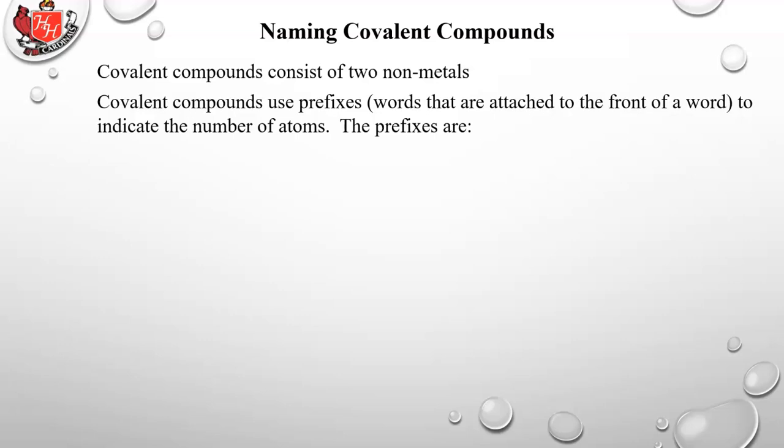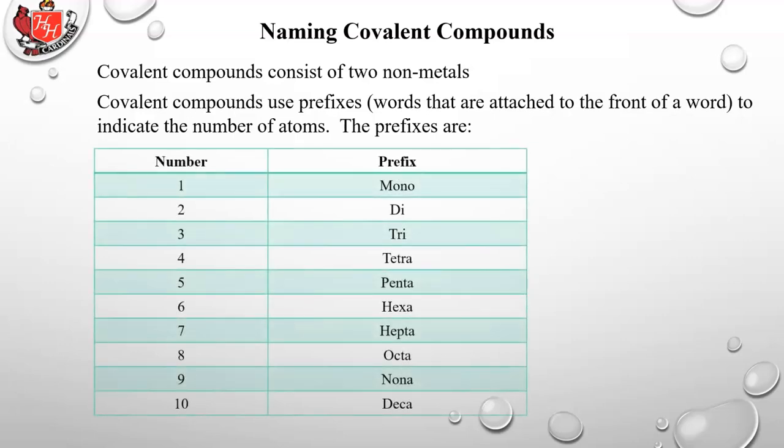of atoms. So the prefixes are, for 1, the word is mono, 2 is di, 3 is tri, 4 is tetra, 5 is penta, 6 is hexa, 7 is hepta, 8 is octa, 9 is nona, and 10 is deca.